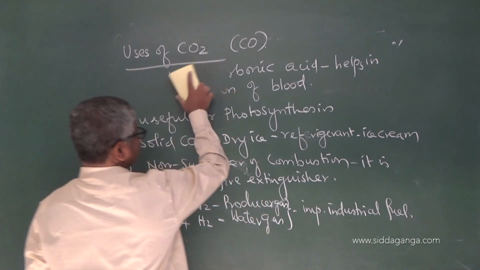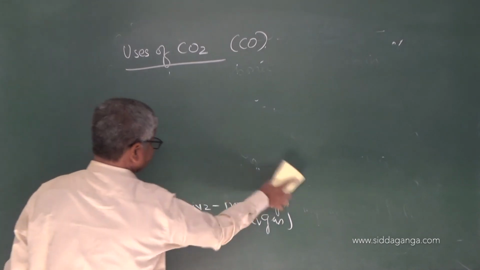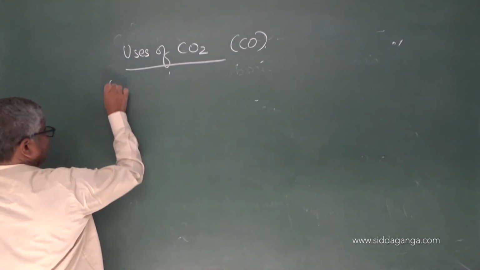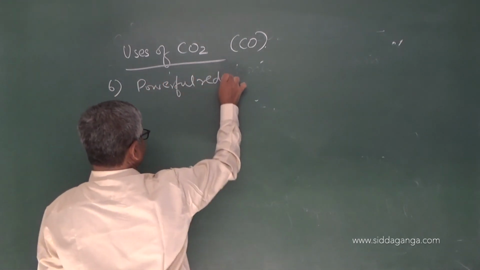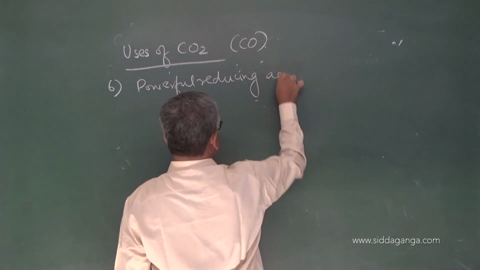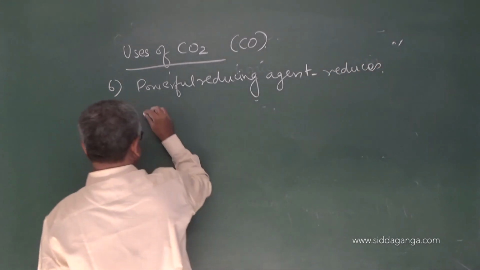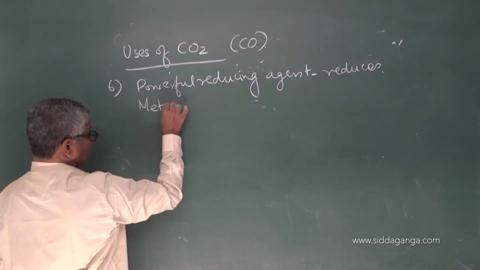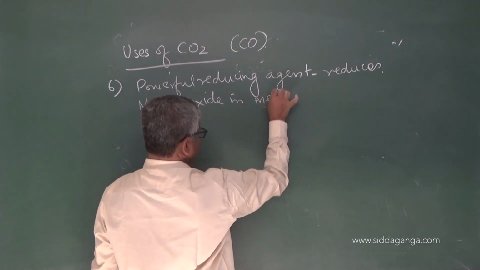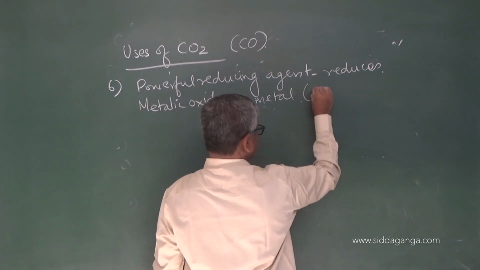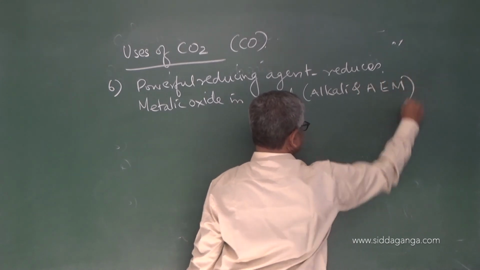Then the sixth use for the carbon compound carbon monoxide: it is a powerful reducing agent that reduces metallic oxide into metal, except alkali and alkaline earth metals.